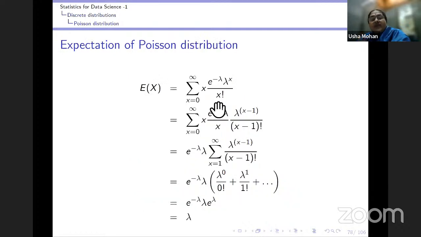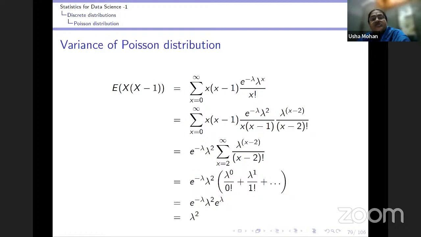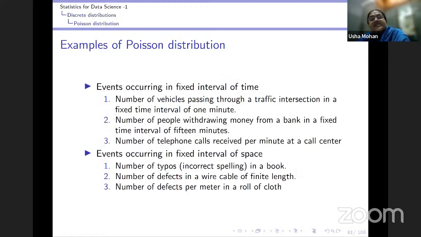The expected value of the Poisson distribution, expectation of x, is lambda. Again, you can go through this distribution, and the variance is also lambda. Now, why is this important?